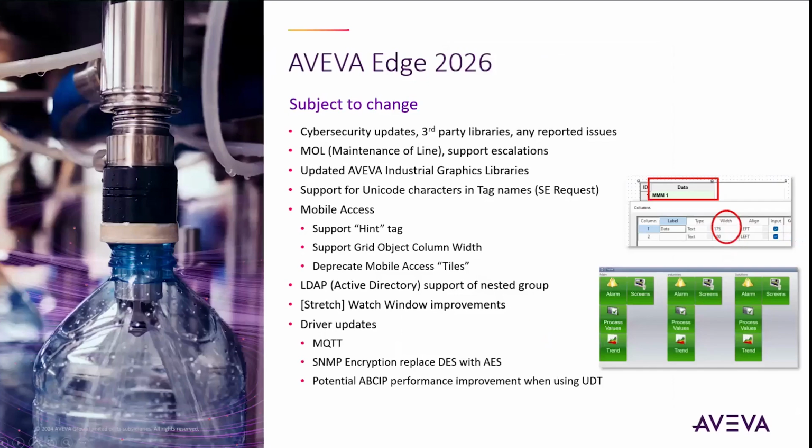And then the final thing here is I wanted to show you some of the plans for the next release of Edge 2026, which is planned to come out later this year. A lot of this, or all of this, is subject to change. But just to briefly overview, we still have plans to continue to make updates to cybersecurity, as well as the industrial graphics library, some updates around mobile access, as well as some updates around the drivers.